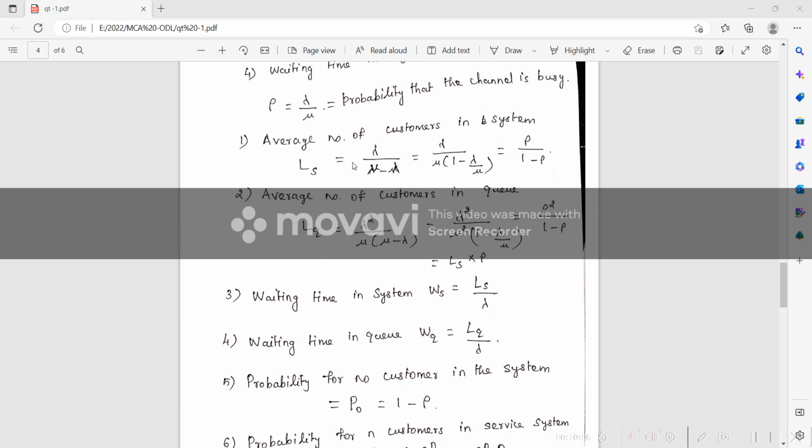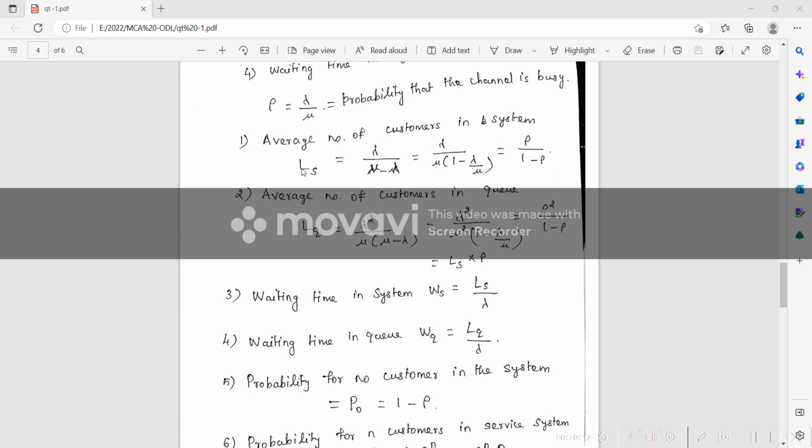So these are all formulas. There is a lot of effort to derive all those formulas, so that is not necessary for us. So we are going to consider only these formulae. These are all essential formulae to solve problems in this model. So the first formula is the average number of customers in the system. So system means queue plus service, so together it is known as the average number of customers in the system, which is denoted by the letter LS.